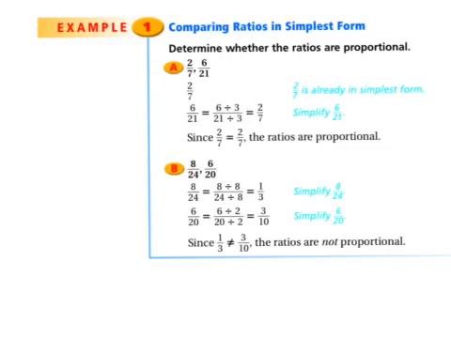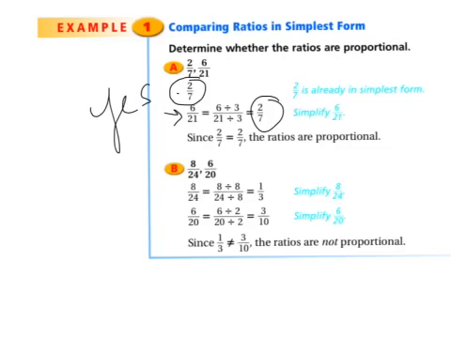So here's an example. There's two of them. We're trying to decide whether these ratios are proportional or not. 2 over 7 and 6 over 21. Well, what we're going to do is see if we can simplify the 6 over 21 and see what that equals. 2 over 7 does not simplify anymore, so I'm just going to leave that as 2 over 7. And then here's 6 over 21. Well, we can divide each by 3, and it ends up being 2 over 7. Since 2 over 7 equals 2 over 7, yes, this is a proportion.